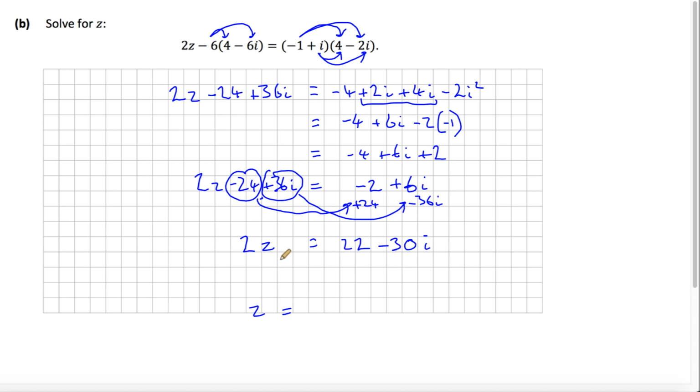Well, that means z, divide both sides by 2. Divide everything by 2. They cancel, leaving you with z. And z is equal to 22 over 2 is 11, minus 30 over 2 is 15i. So there's my answer for z, and that's the end of the question.